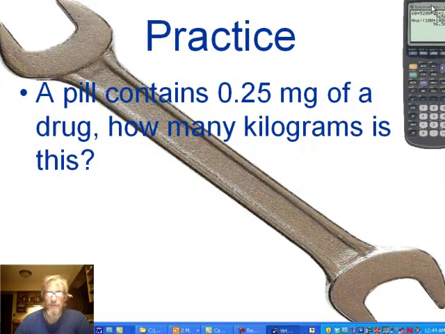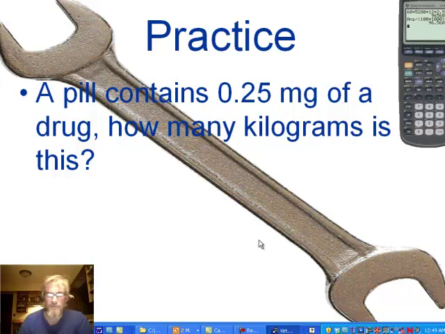Here's another problem. A pill contains 0.25 milligrams of a drug. How many kilograms is this? Why don't you stop the video here and give this a try. Remember, milli means 1/1000. See if you can do it. Okay, here's how it goes.